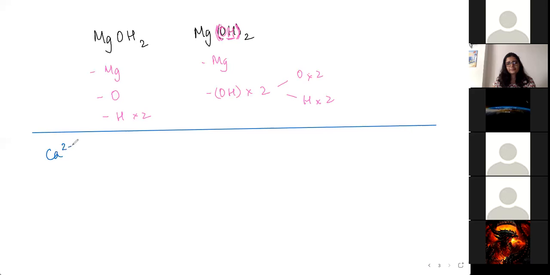Calcium, which is Ca2+, and anion, let's take carbonate, this one. So what would be the formula with this?